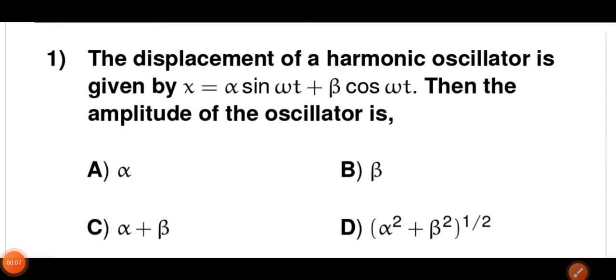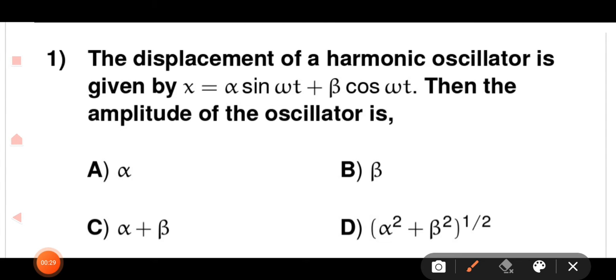Good morning, friends. Today we are going to see the next question from the topic oscillation. The displacement of a harmonic oscillator is given by x is equal to alpha sin omega t plus beta cos omega t. Then the amplitude of the oscillator is: option A alpha, option B beta, option C alpha plus beta, option D alpha square plus beta square raised to half.